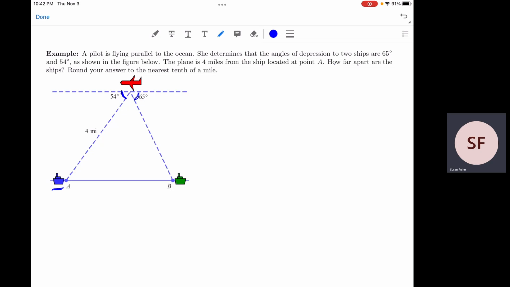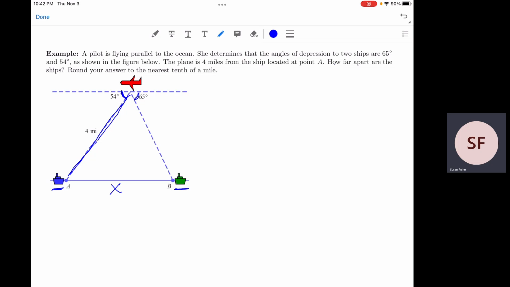So ship A is here, ship B is over here. I want the distance between them. I'm looking for the length of this side down here. So I need to solve for this side, AB, in my triangle. Okay, how am I going to do that? I only have this side over here of my triangle. That's certainly not enough to solve for x down here.